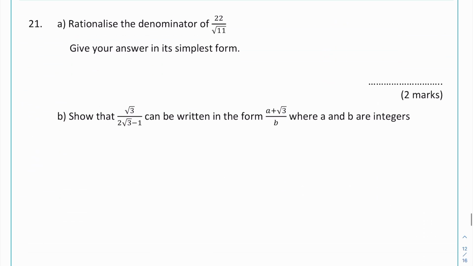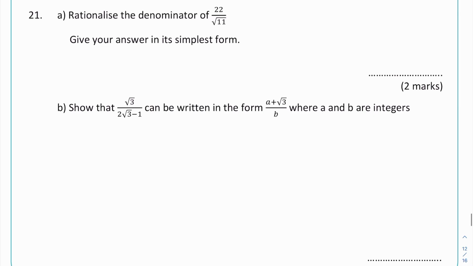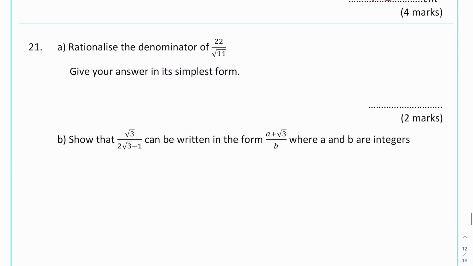On to question 21. A nice one here for part A. Rationalise the denominator of 22 over root 11. Give your answer in its simplest form. So when you're rationalising, multiply the top and bottom by root 11. And that on the top will give us 22 root 11. And on the bottom, we get the square root of 121, which is the whole number 11.